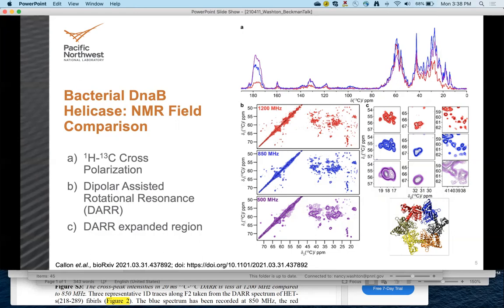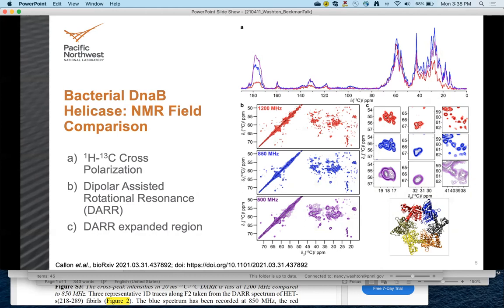So color coordinated, purple is 500 megahertz, the lowest field, blue is 850 megahertz, and the red is 1.2 gigahertz. As can be clearly seen from the spectra here, resolution increases as you go up in field. In addition, you can see the expanded regions on the right. The resolution is just phenomenal at 1.2 gigahertz.